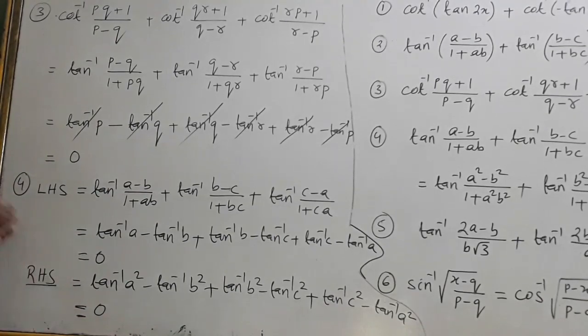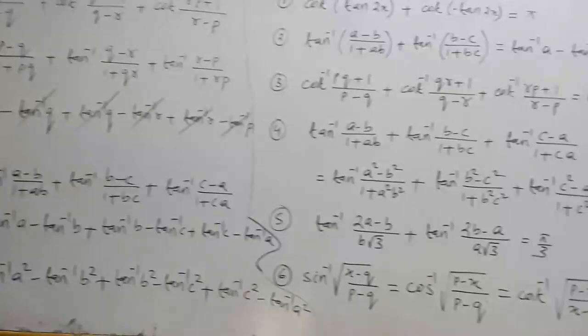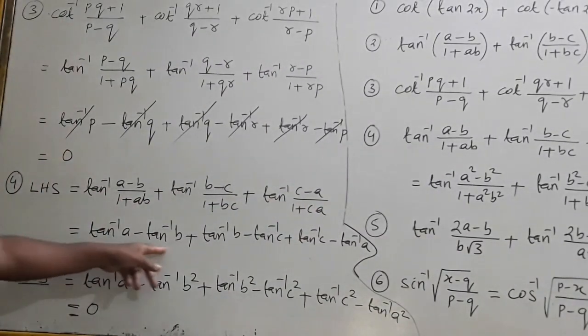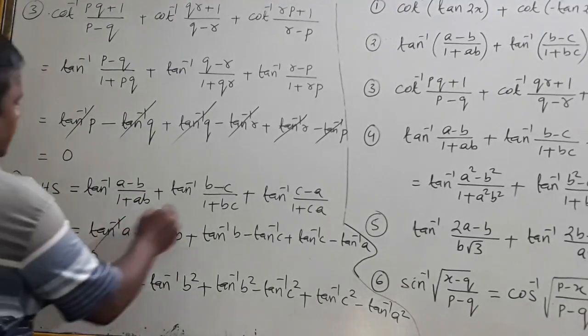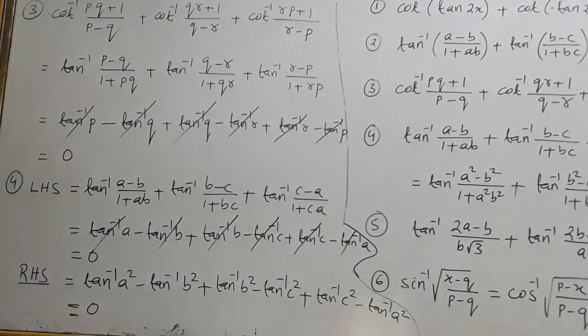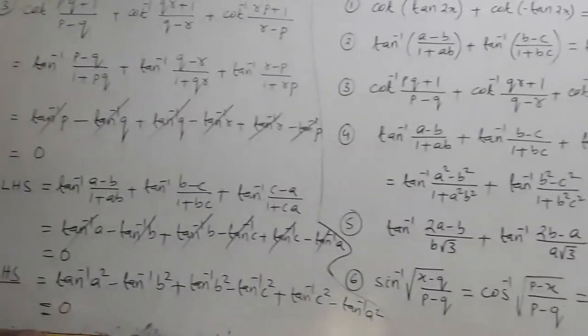0. Similarly for number 4, you first take the left hand side. I am writing the left hand side, and it is the formula as previous. It is tan inverse a minus tan inverse b, then tan inverse b minus tan inverse c, then tan inverse c minus tan inverse a. They cancel and you will get 0. For the right hand side, you also apply the same formula there and you will get 0.